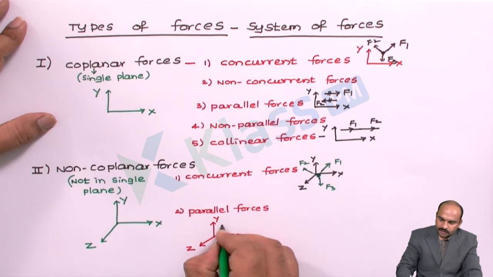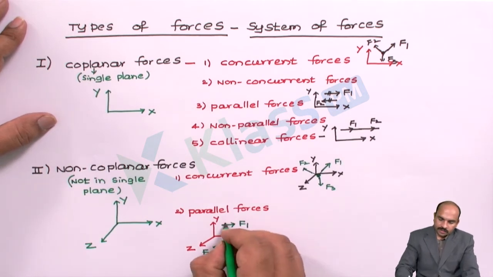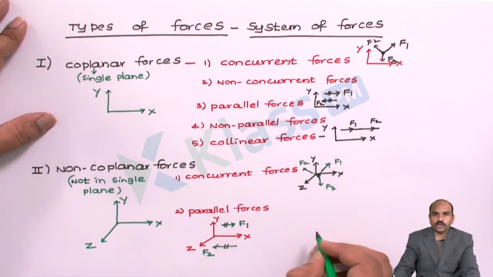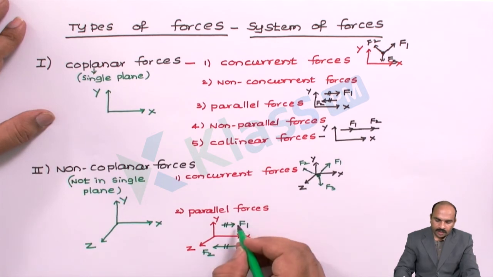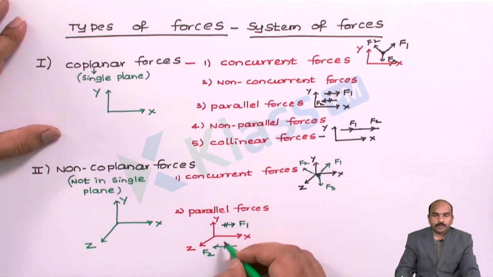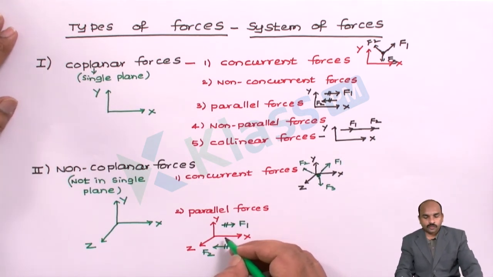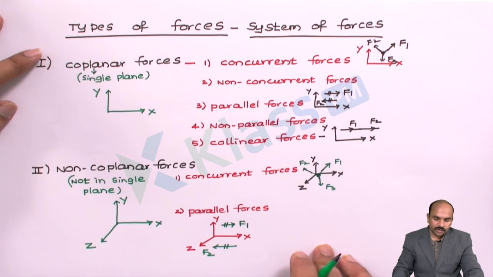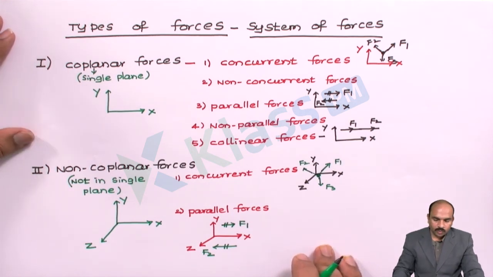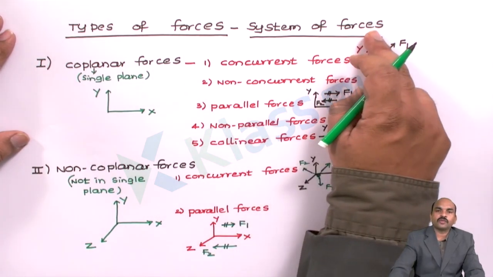Now the second one is parallel forces. Let us say there is a force F1, force F2, both are in different planes, still they are parallel to each other. So we say non-coplanar parallel forces. If these two are not parallel, then we say non-parallel. So these are the different types of forces under the coplanar force system and non-coplanar force system. So this comes under system of forces.